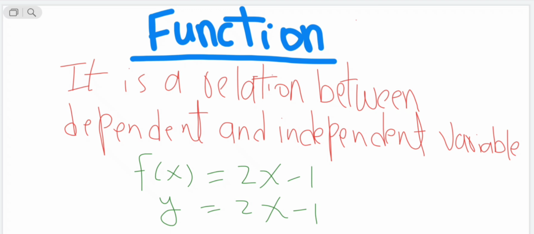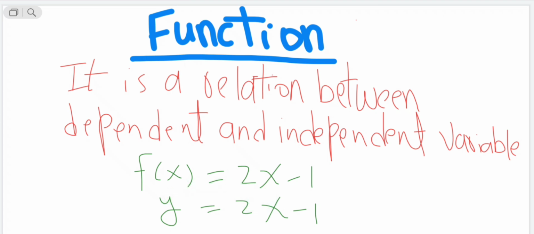Sometimes the values of x will be given, but if there is only a function y equal to 2x minus 1 like that, there will be no value of x, meaning x can take any value. So that's why x is independent and y is depending upon x. So y is what? Y is the dependent variable. Whatever the value of x, you will get the value of y. So y depends upon x.